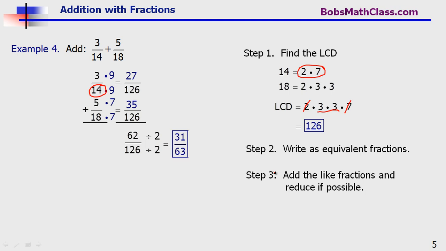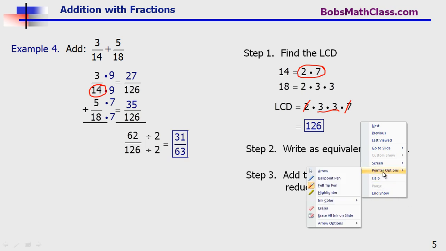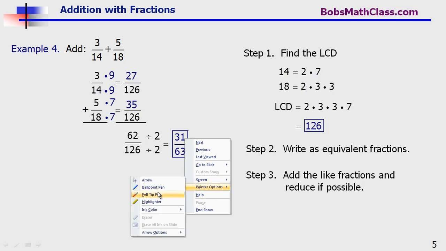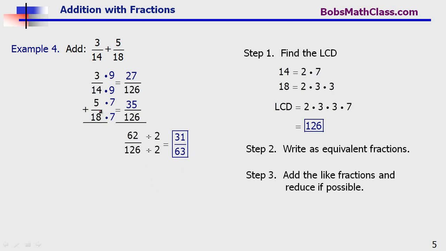Okay. And do the same thing with the other one. I'm going to erase it. Here's our 18. 18 is 2, 3, and 3. So cover up 2, 3, and 3. And what's left? 7. There's our 7.